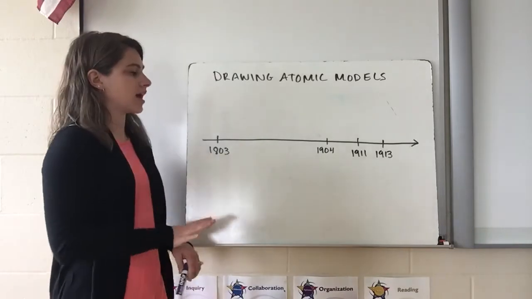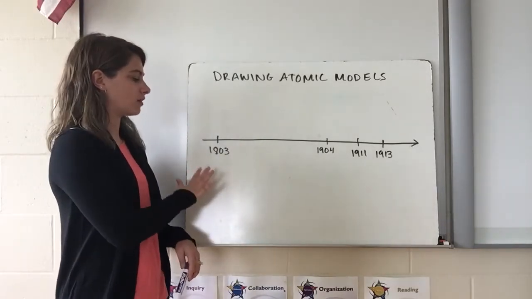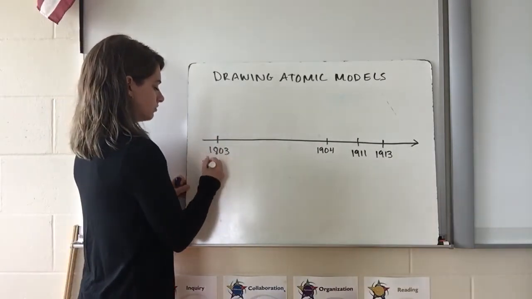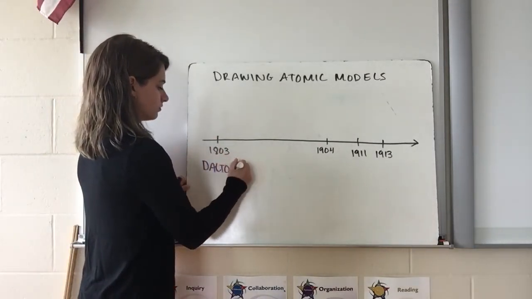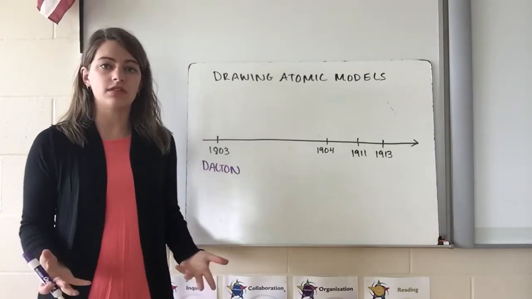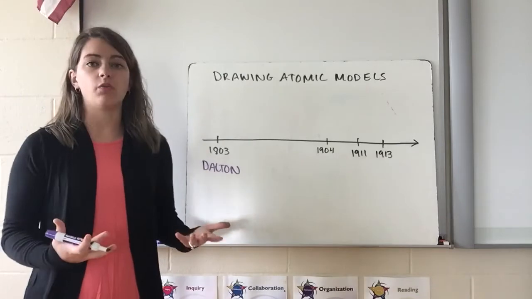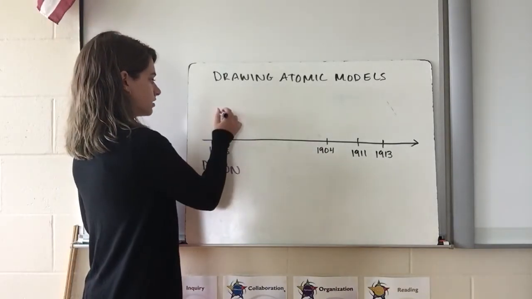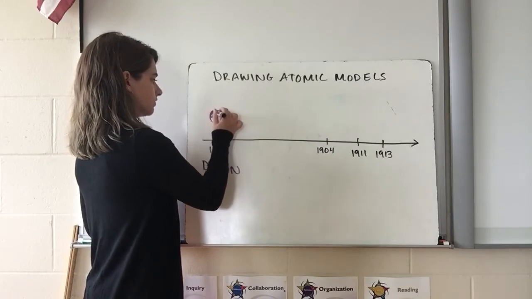So our modern atomic theory and our modern atomic models starts in 1803, and it starts with a guy named Dalton. And Dalton is the first contemporary chemist to come up with what we call the atomic theory. And so Dalton's atom was simply a solid sphere.